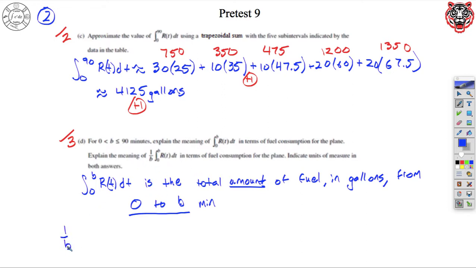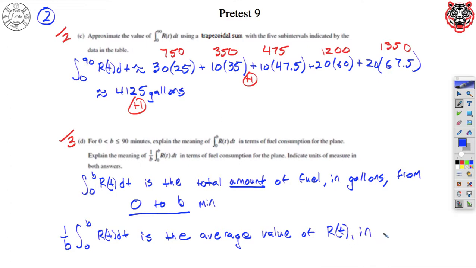Now explain the meaning of this thing: 1 over b times the integral from 0 to b of RT dt. That is the average value of RT, and our units are gallons per minute, from 0 to b minutes. If I didn't put gallons per minute, you're going to lose a point.